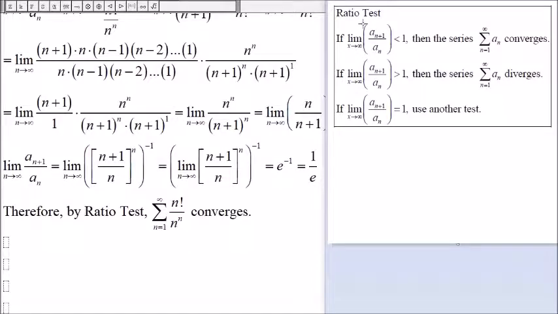And recall that the ratio test says that if we can show that the limit of a sub n plus 1 divided by a sub n is less than 1 as n approaches infinity. And here we have shown that the limit of a sub n plus 1 over a sub n is equal to 1 over e. And recall that e is 2.71828, so 1 divided by e is less than 1. And therefore this infinite series right here converges by the ratio test.